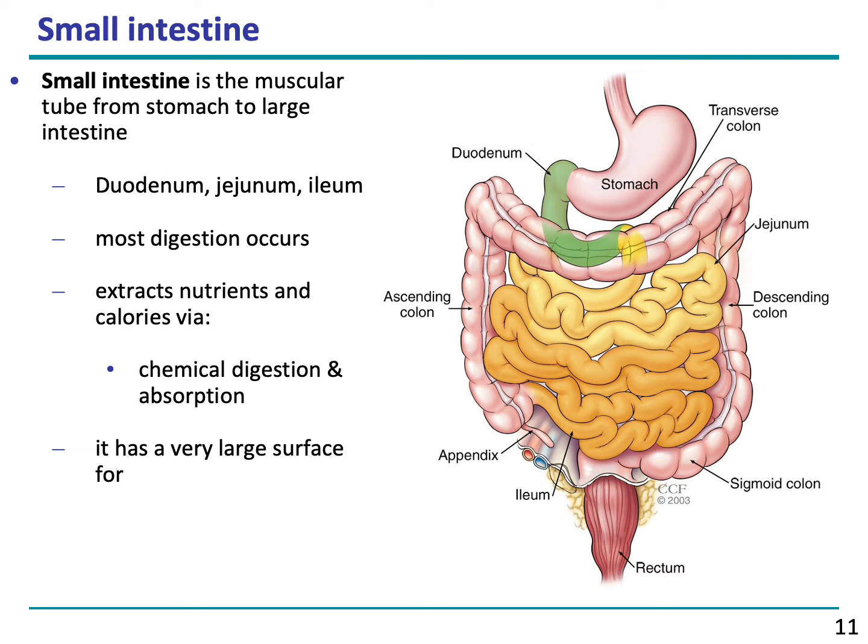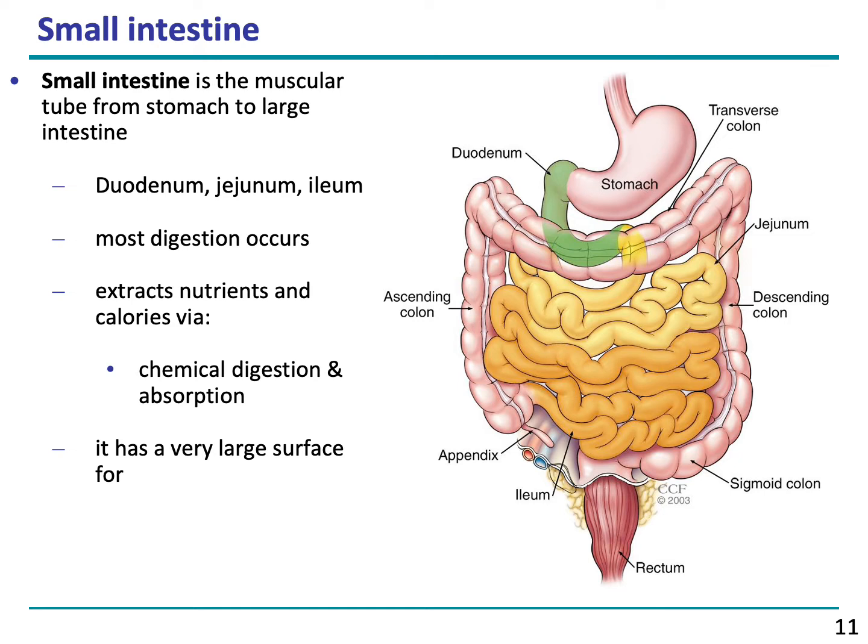Now let's talk about the small intestine. The small intestine is the muscular tube that extends from the stomach all the way down to the large intestine, and it has three different parts. The first part of the small intestine is known as the duodenum. The second part is known as the jejunum, and the third part is known as the ileum.